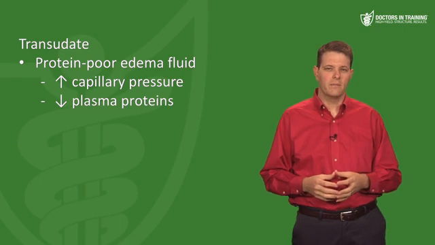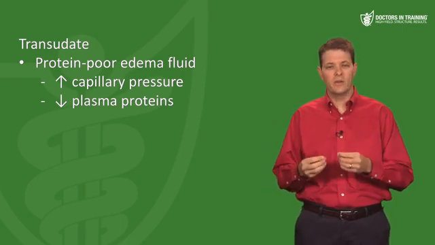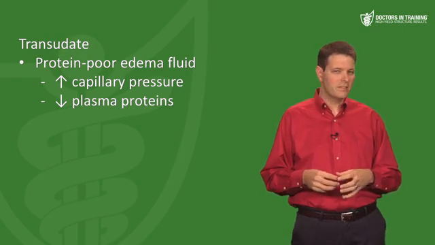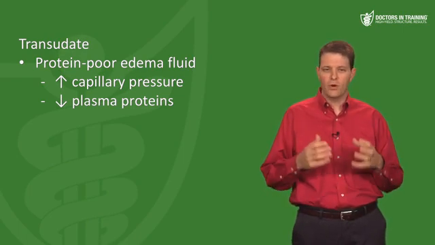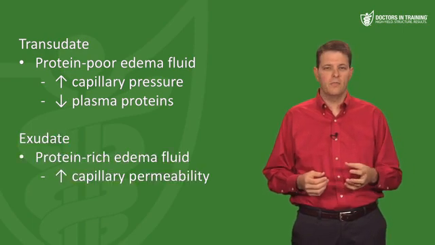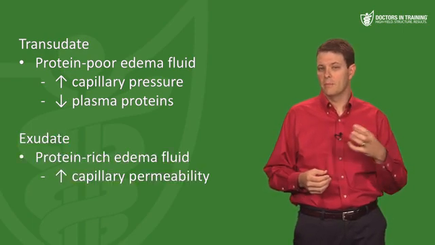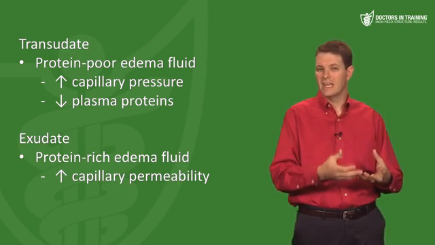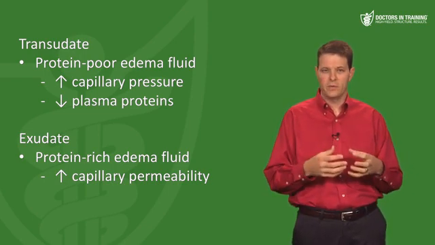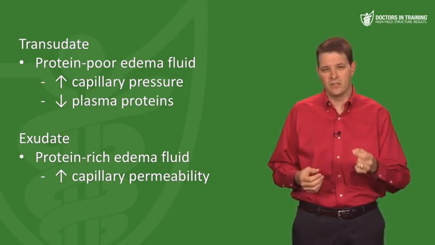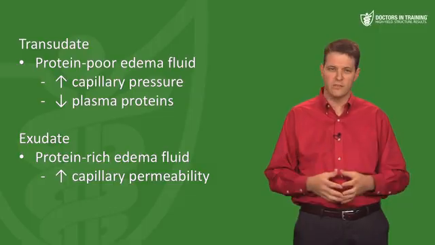Another way to think about it is that the edema fluid from either increased capillary pressure or from decreased plasma proteins is basically just water. It's protein-poor fluid, and we call that a transudate. But edema fluid from increased capillary permeability is going to be protein-rich, because you're leaking fluid and protein alike into the interstitium. And this protein-rich fluid is called an exudate. Remember, exudate has extra stuff in it, like proteins and cells.